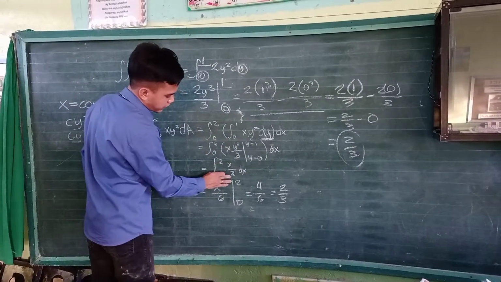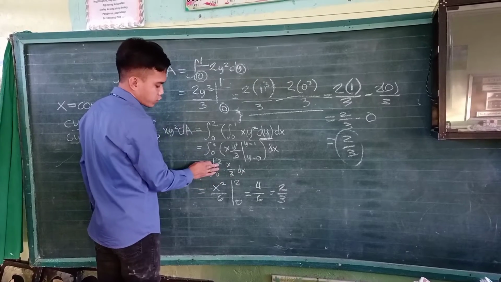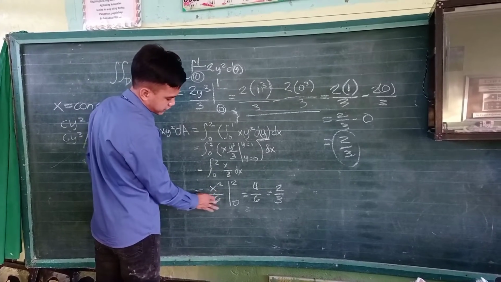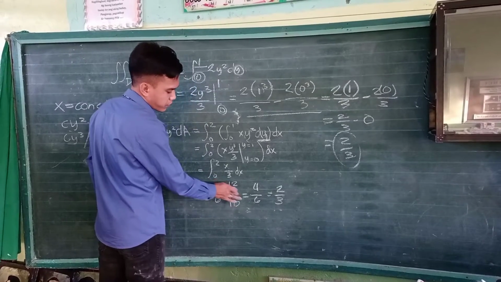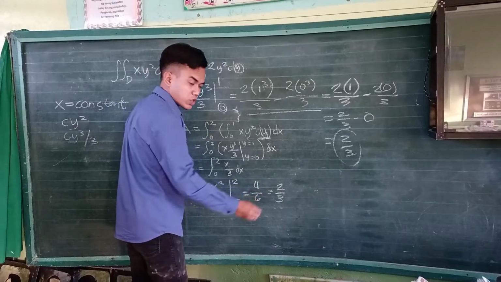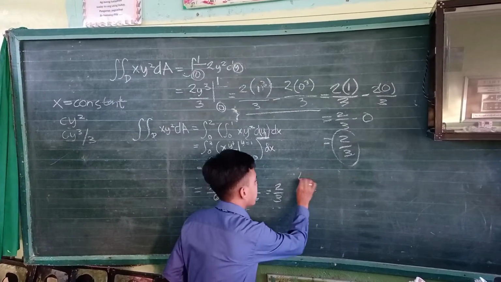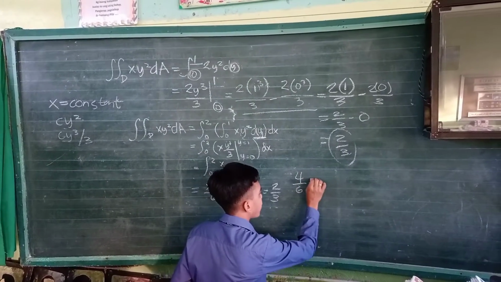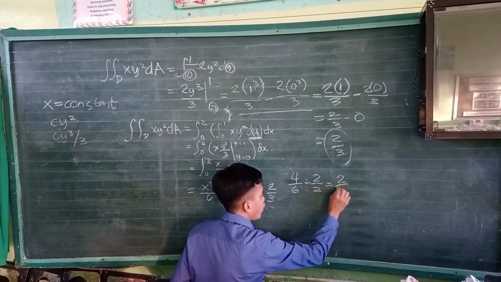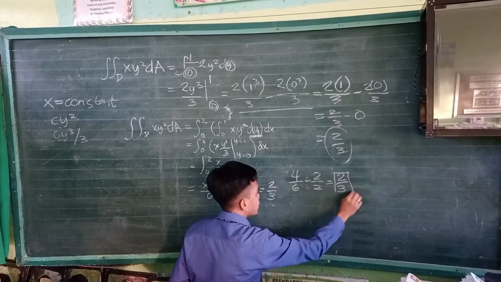So, x all over 3 with respect to x from 0 to 2 will become x squared all over 6 from 0 to 2, which is equal to 4 all over 6. When we reduce 4 all over 6, dividing both by 2, it becomes 2 all over 3, or 2/3.